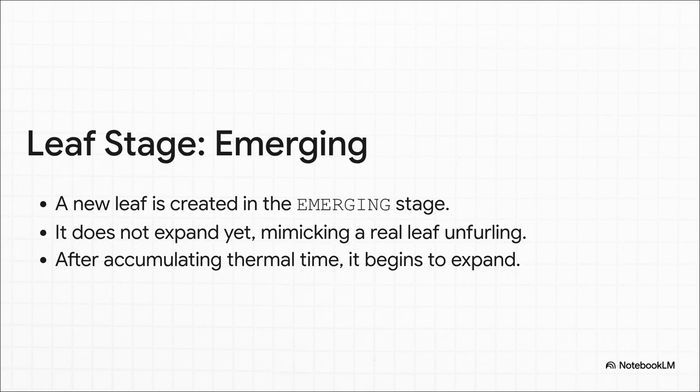But of course, a leaf doesn't just appear fully formed. It has its own little life cycle, and it all starts in the emerging stage. You can think of it like a newborn. It's there, but it's still tiny and coiled up. The code actually makes it wait, just gathering a tiny bit of thermal time before it's ready for its big growth spurt. It perfectly mimics how a real leaf slowly unfurls.